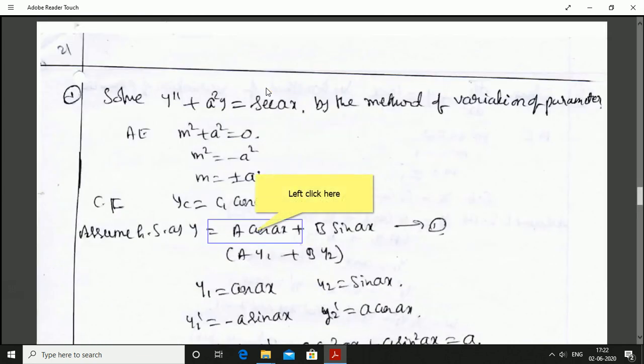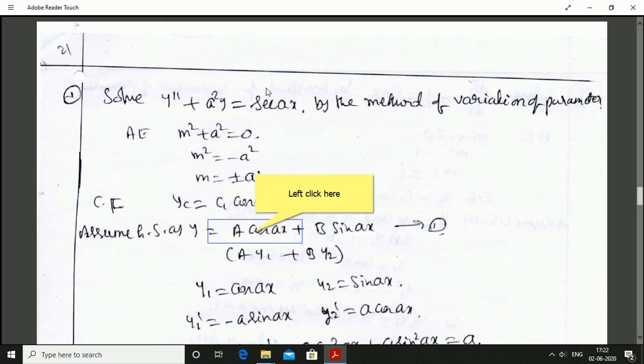Now, we'll see a few problems on this. Solve y'' + a^2 y = sec ax by the method of variation of parameters. Its auxiliary equation is m^2 + a^2 = 0, m^2 = minus a^2, m = plus or minus ai. Because the roots are complex, the complementary function is y = c1 cos ax + c2 sin ax.